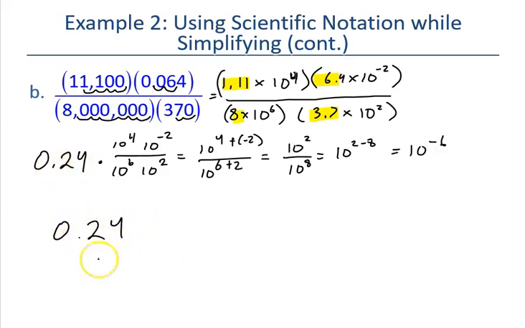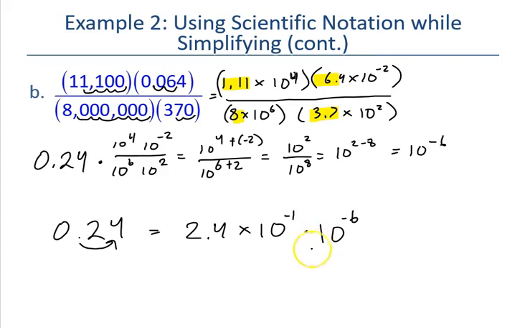Continuing on, notice here I've also got this 0.24 that I've got to deal with. This now needs to be moved, because you can't write this in scientific notation yet. So that's going to turn into 2.4 times 10 to the negative 1, just because I moved over 1. And then I've still got this negative 6 here, so times 10 to the negative 6.